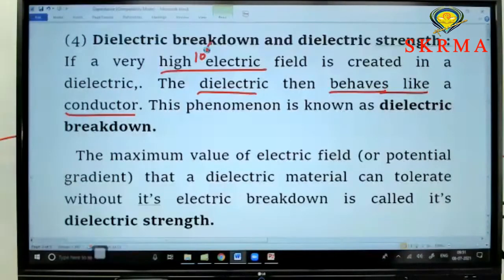Next. What is dielectric strength? The maximum value of the electric field is nothing but the dielectric strength.